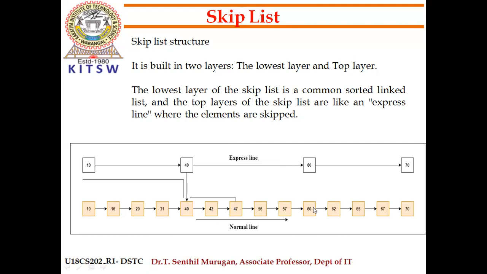The 60 will be there. Like that, if you want to insert the number 63, where will you insert it? After 62. How will it identify this? It will use the express line first, based on the key value. If the key value is 63, it compares these values. It checks 60; 60 is lesser than that. It checks 70; it is a greater value. So it will stop at 60, and from 60 it will start. Next to 60 is 62. After that, 63 will be inserted.